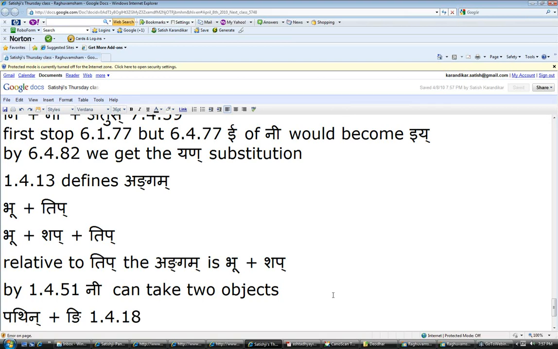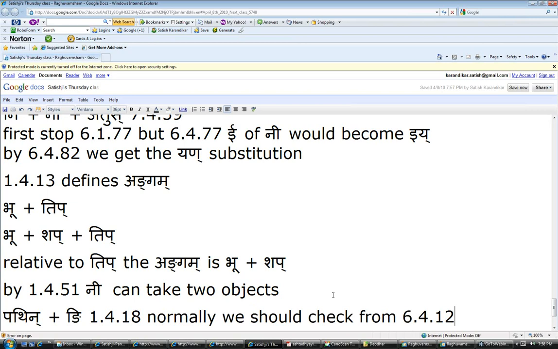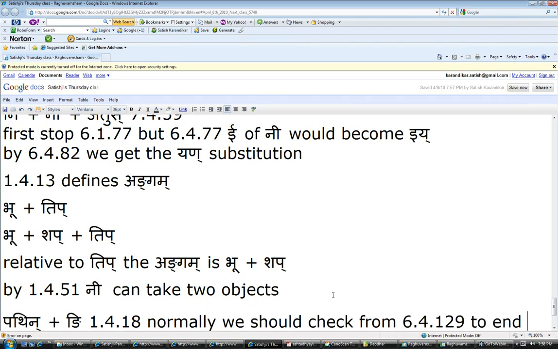The moment you get the bhasanya, you have to then go to the section from 64129, which is the bhasya adhikara. That's the if-then statement. Right? So if bha then. Normally we would check from 64129 to the end of 64, because that is the bhasya adhikara. That is the routine which runs whenever you get the bhasanya, to the end of 6.4.